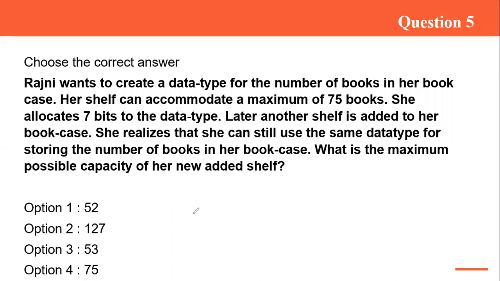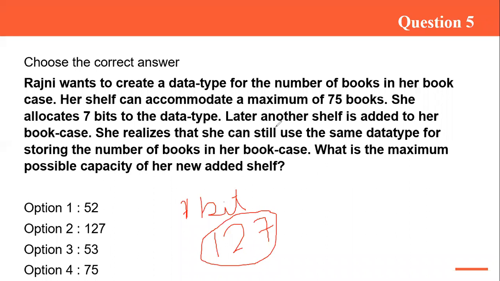What is the data type? 7-bit data type she is taking. Now, in a 7-bit data type, tell me what is the maximum number you can represent in general, regardless of this question? Tell me, boys and girls. 2 power 7 minus 1. What is 2 power 7? 128. 128 minus 1 is 127. So the maximum number you can represent is 127 in a 7-bit data type. Okay.